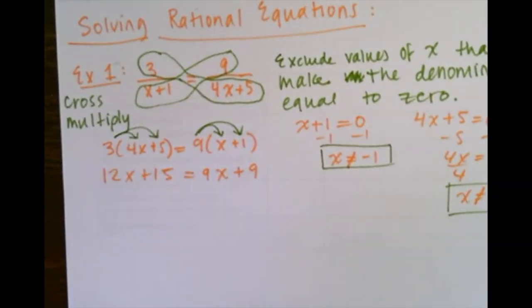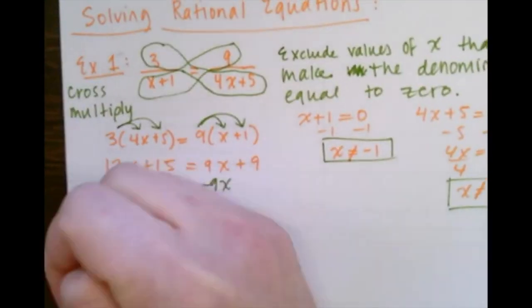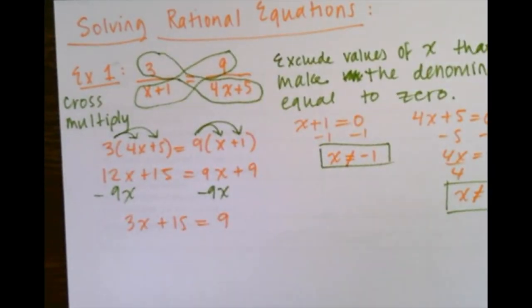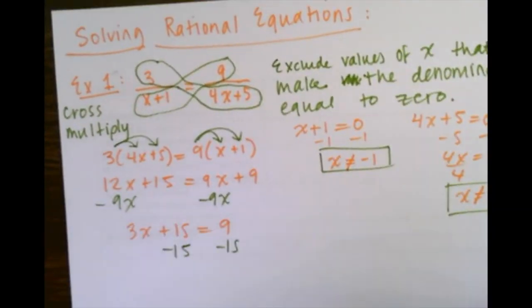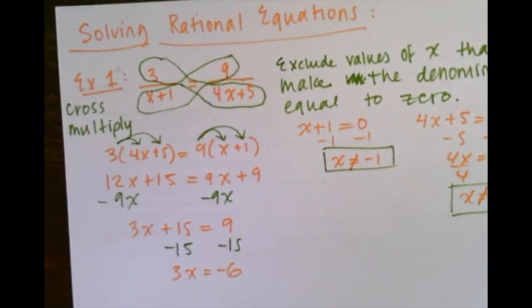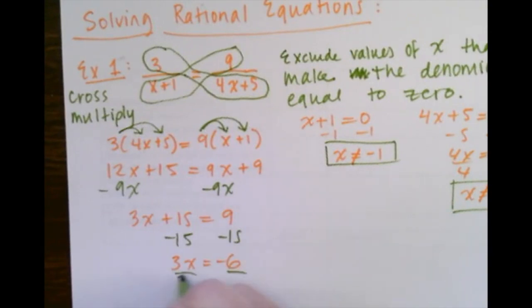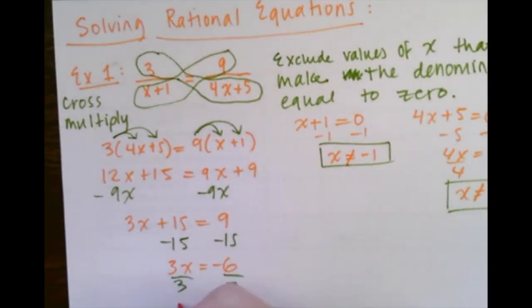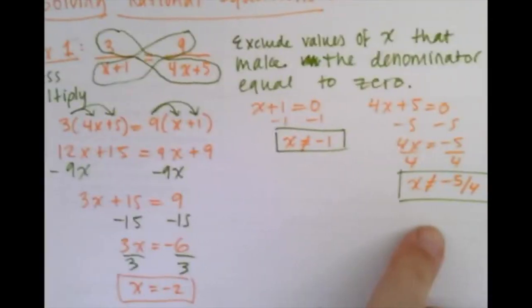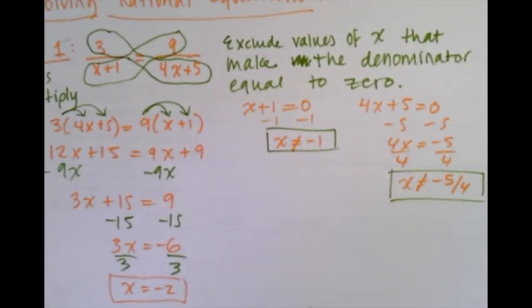Then I can just solve this like a regular equation. I'm going to move the x's over to one side, so I'll subtract 9x. I get 3x plus 15 is equal to 9. Now I'm going to subtract the 15, and I get 3x equals -6. Divide by 3, and I get x equals -2. That is my actual solution. I cross-check it against what x can definitely not be, and it's not the same, so I'm good.